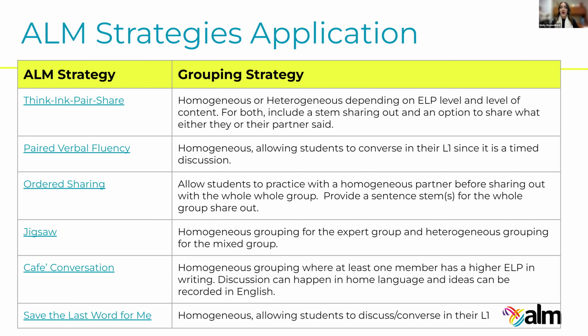And so this was kind of how I felt like it could be applied to certain ALM strategies that lean heavily on having a partner or sharing out. So if you're using the ALM strategy Think, Ink, Pair, Share, you could do that homogeneously or heterogeneously grouping, depending on the student's English language proficiency level and the level of content. So if they're learning the concept for the very first time and it is something that is new to them, you would probably homogeneously group them, same language pairing.